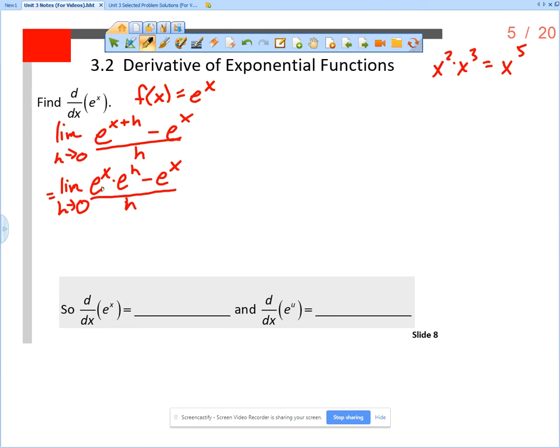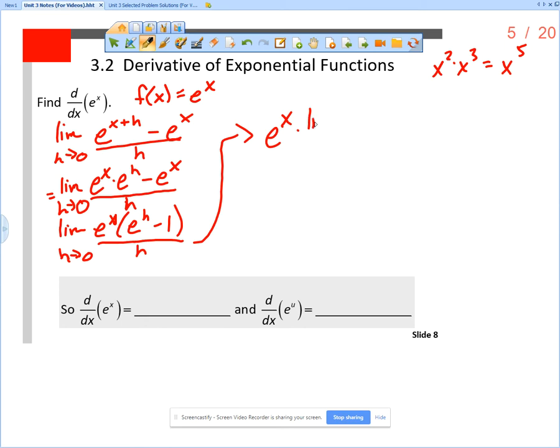Now we notice there's an e to the x in both terms in the numerator, so we're going to factor that out. So the limit as h approaches 0 of e to the x times e to the h minus 1, all over h. Now think about this. h is approaching 0, but x is not changing as h changes. So e to the x is independent of the limit as h approaches 0. So we can bring e to the x out and multiply it by the limit as h approaches 0 of e to the h minus 1 over h.